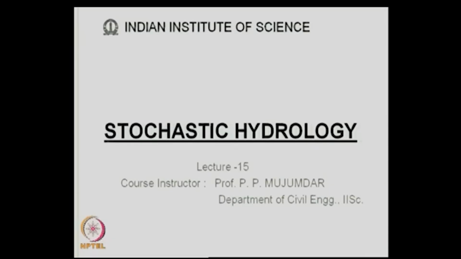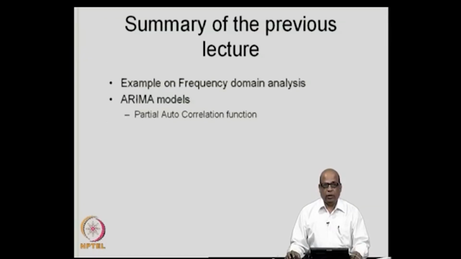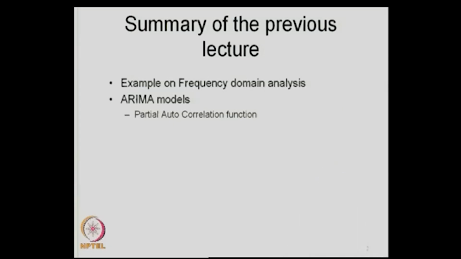Good morning and welcome to lecture number 15 of the course Stochastic Hydrology. If you recall, in the last lecture we continued our earlier discussion on frequency domain analysis. We introduced the spectral density function, and then we solved an example starting with the monthly stream flow data, and plotted the correlogram for it. We examined from the time series plot and the correlogram that there are periodicities indicated in the data.